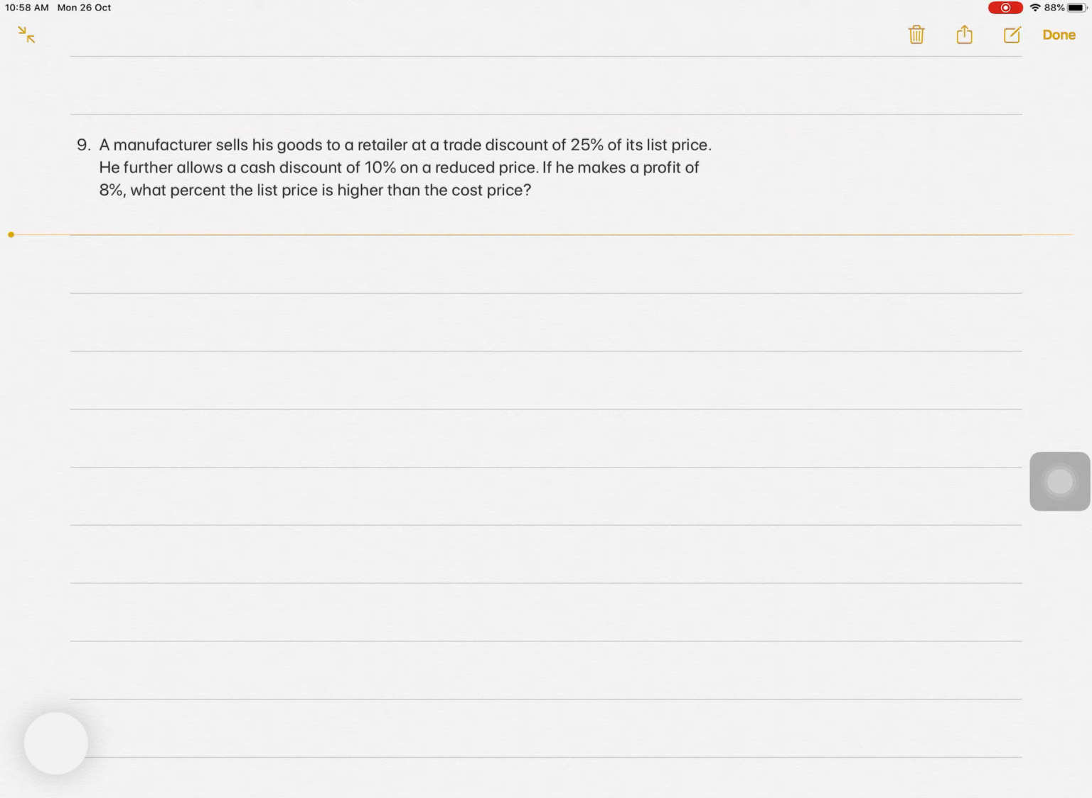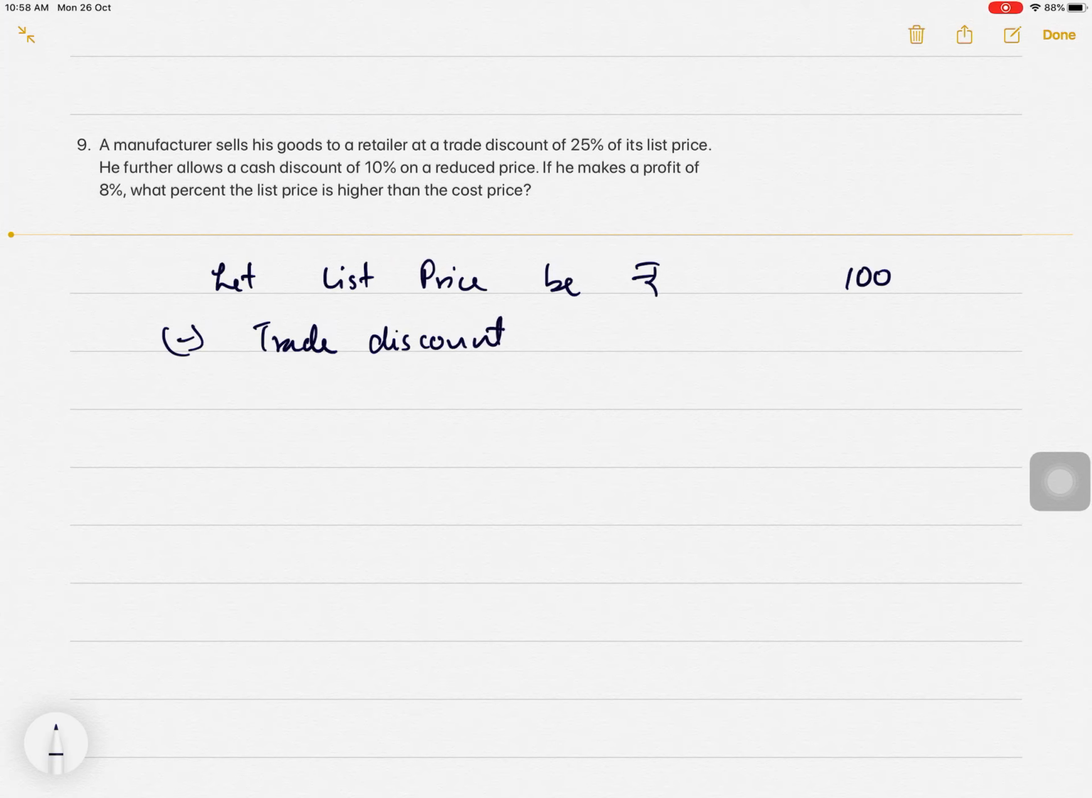Now, a manufacturer sells his goods to a retailer at a trade discount of 25% of its list price. So, let list price be rupees 100. If list price is rupees 100, then trade discount is given as 25%. So 25% of 100 rupees is 25, which makes this 75.